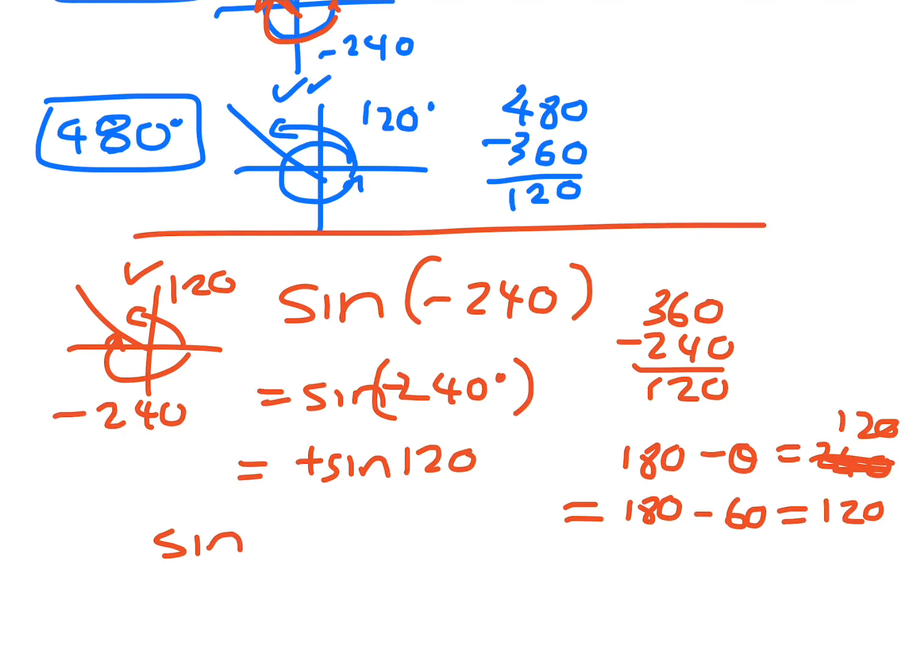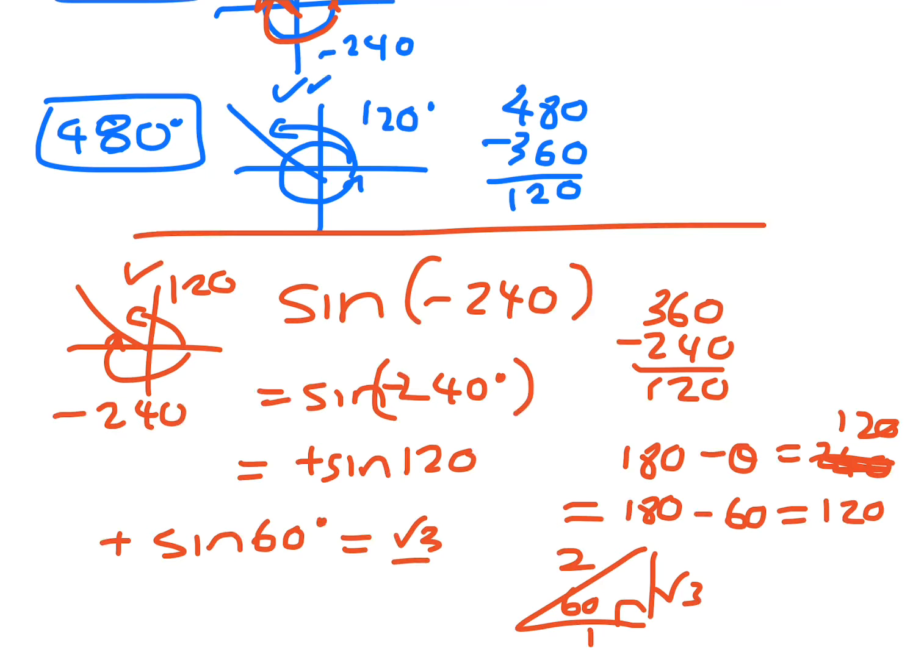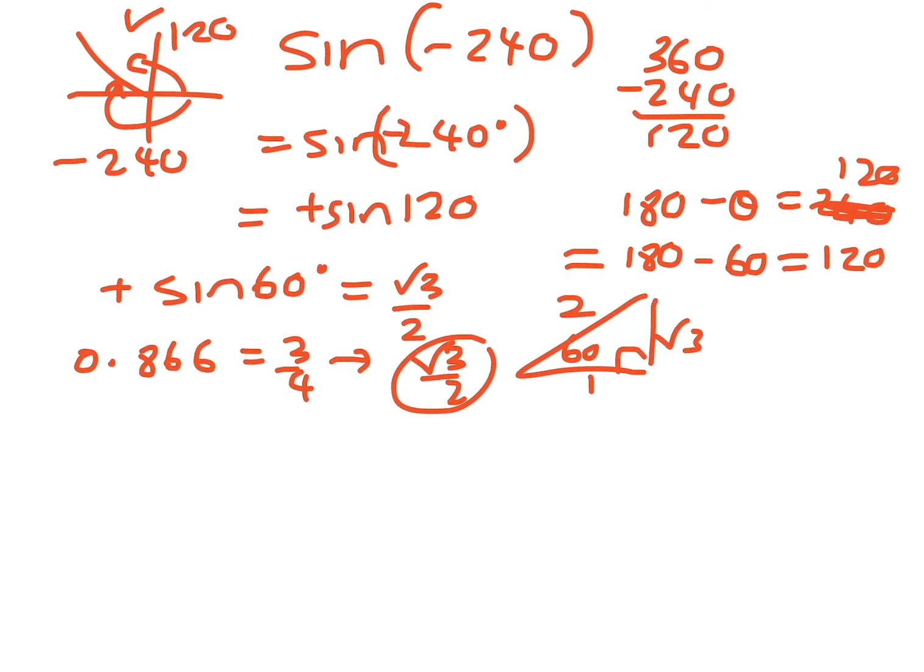So you're doing sine of 60 and it's positive. And sine of 60, you either put in your calculator or you use the triangle. It's going to be root 3 on 2. Me personally, I just visualize the triangle. Okay, you can put it in your calculator and you get 0.866. You square it, you'll get 3/4. So then when you square root it, you can see it comes from root 3 on 2.